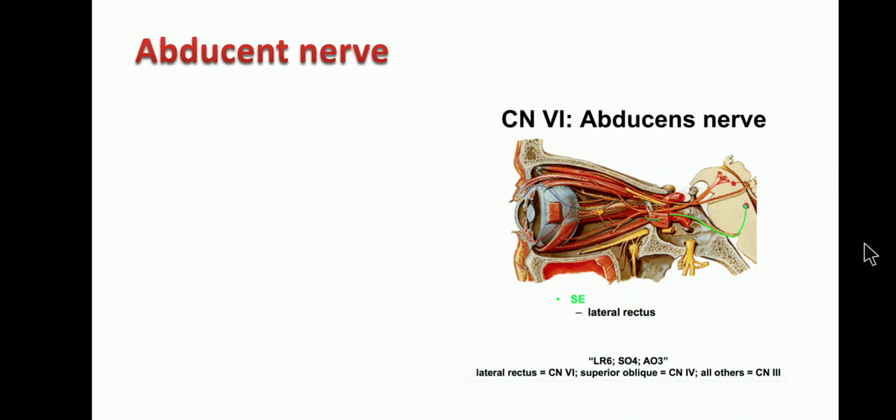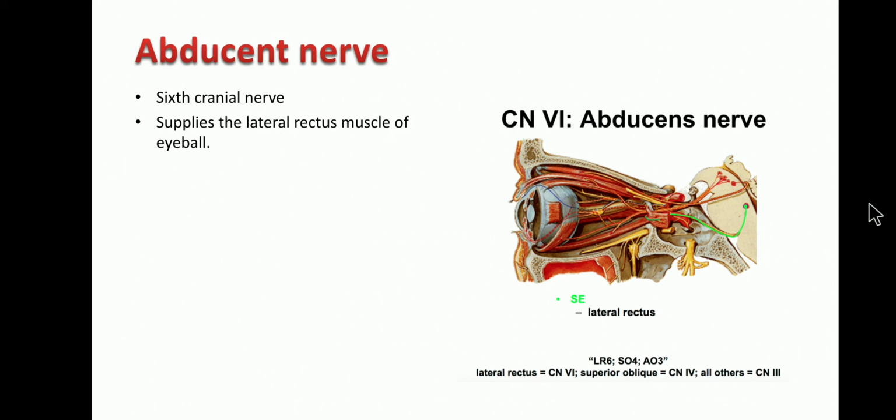The next nerve which we are going to discuss is the abducent nerve, or the sixth cranial nerve. The abducent nerve, again, is a motor nerve which mainly supplies the lateral rectus muscle of the eyeball. So the functional component will be mainly the general somatic efferent, which is going to supply the lateral rectus muscle of the eyeball.